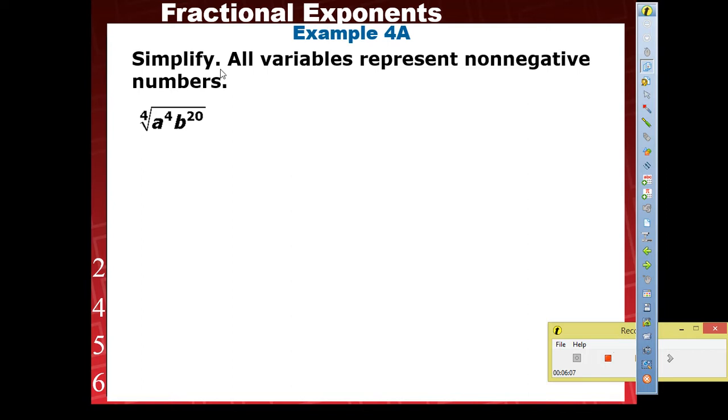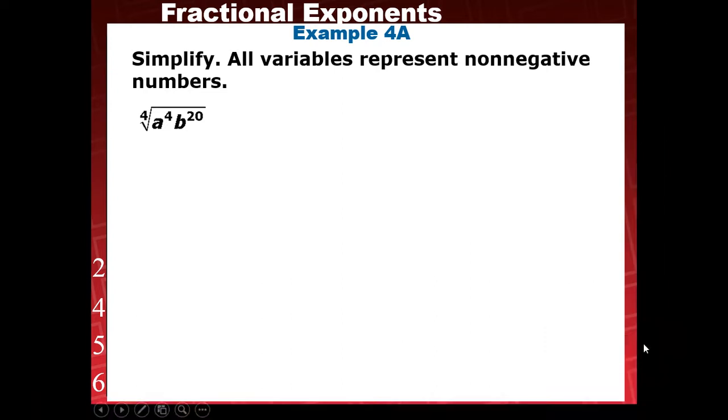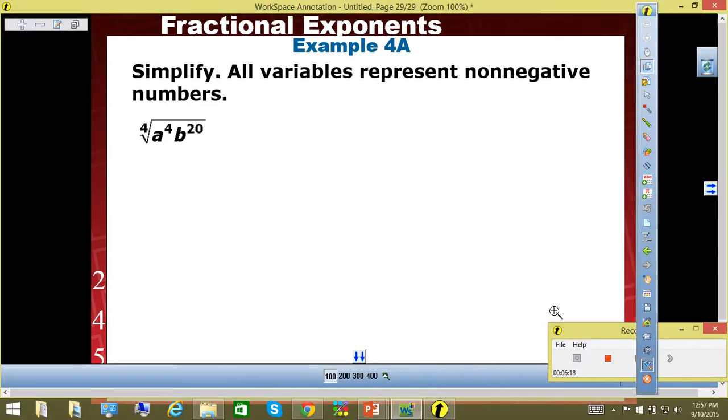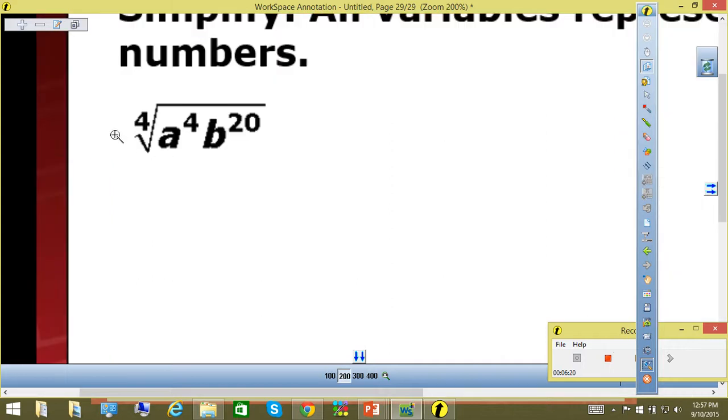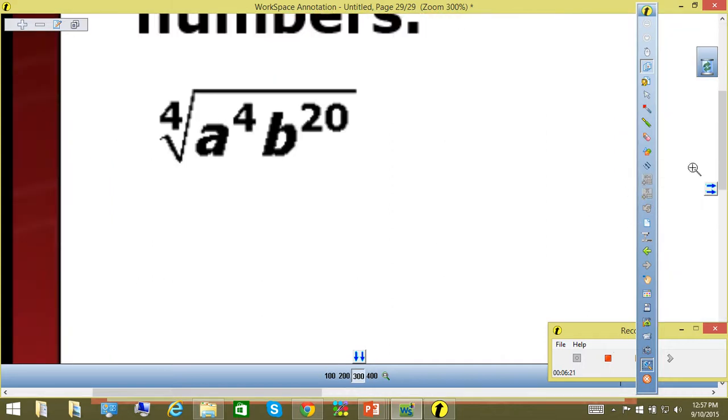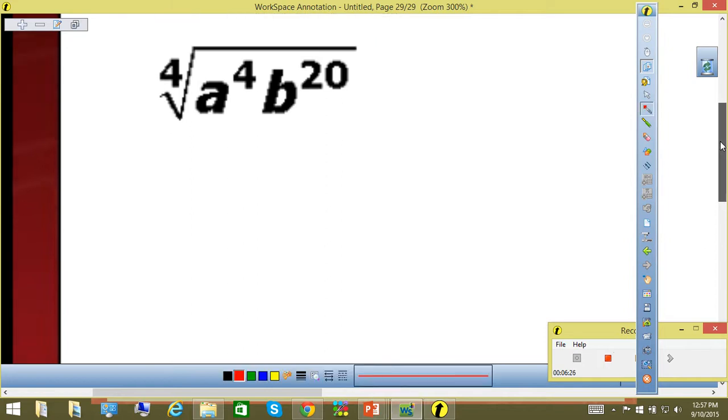So, example 4A says simplify, and it's the 4th root of a to the 4th, b to the 20th. Let me zoom in. Pens down, eyes up here. So check this out. Look what happens. Pens down, eyes on the screen. Here it goes.